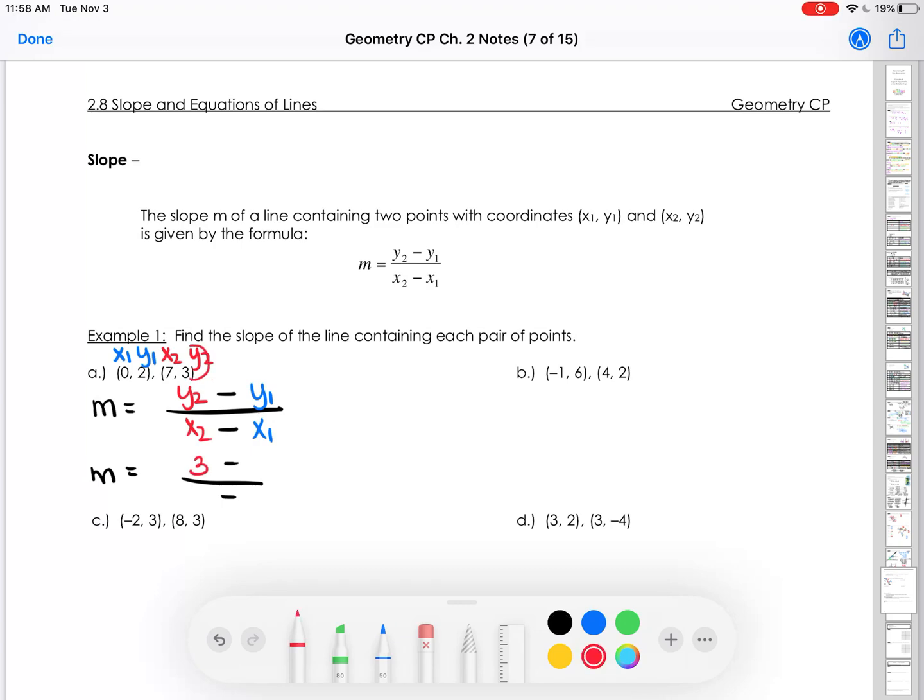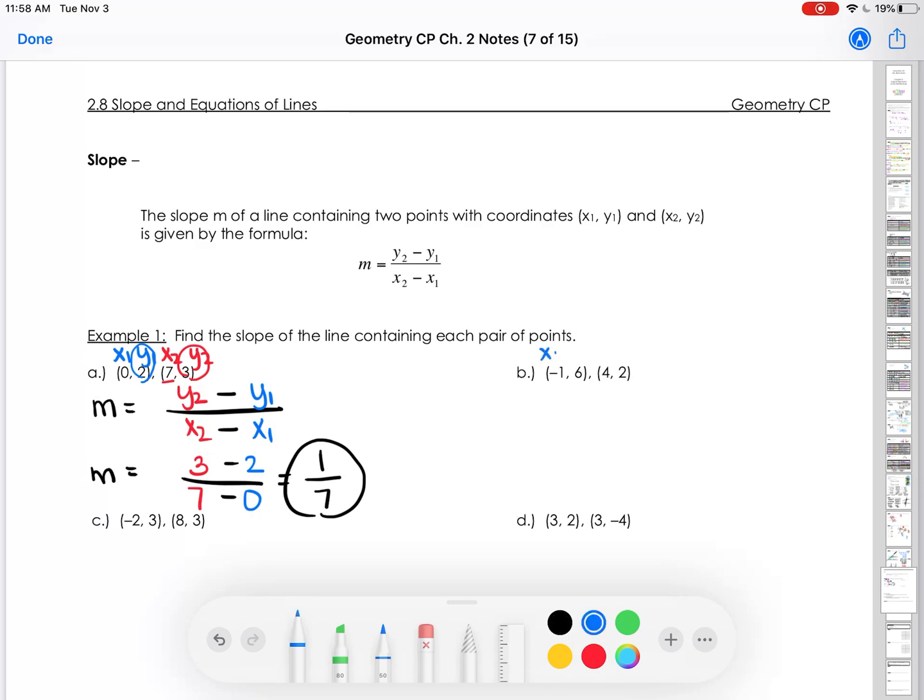So my y2 in this case I have labeled as 3, right? 3 is my y2. My y1 is 2. My x2 is 7, and my x1 is 0, and I will just solve this. So 3 minus 2 is 1, and 7 minus 0 is 7, so my slope is 1 over 7.